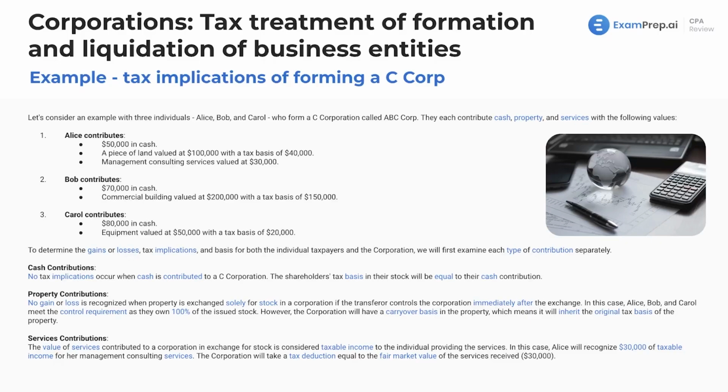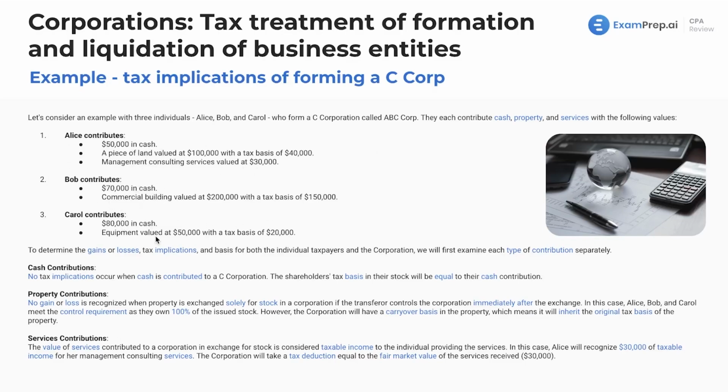All right, now we got a big old example. We've got Alice, Bob, and Carol. I believe we've mentioned A and B names contributing to a C Corp. Now we got three individuals, Alice, Bob, and Carol. They're forming a C Corp called ABC, quite appropriate. They each contribute cash, property, and services, and this is going to tell us what we're each contributing.